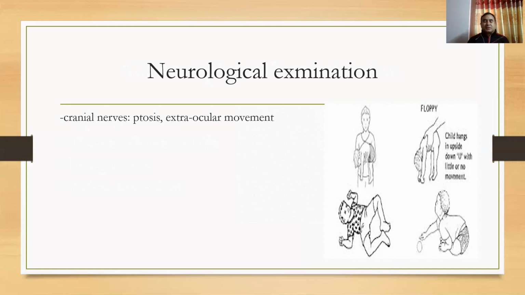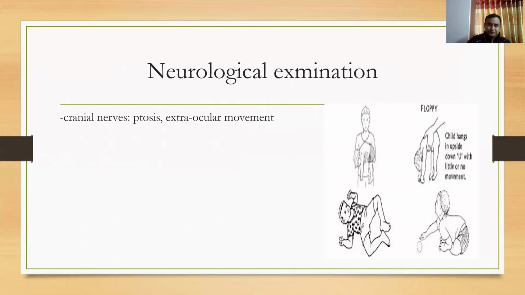Regarding the cranial nerves, the important thing that we have to take care of is that we need to check the eyelid, because if there is the presence of ptosis, then it usually suggests myopathy and congenital myasthenia gravis. If there is an extraocular movement problem, then it usually suggests congenital myasthenia gravis.